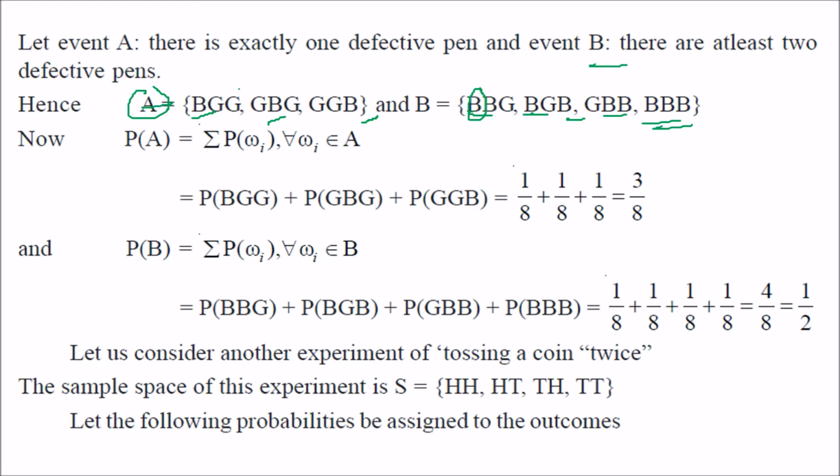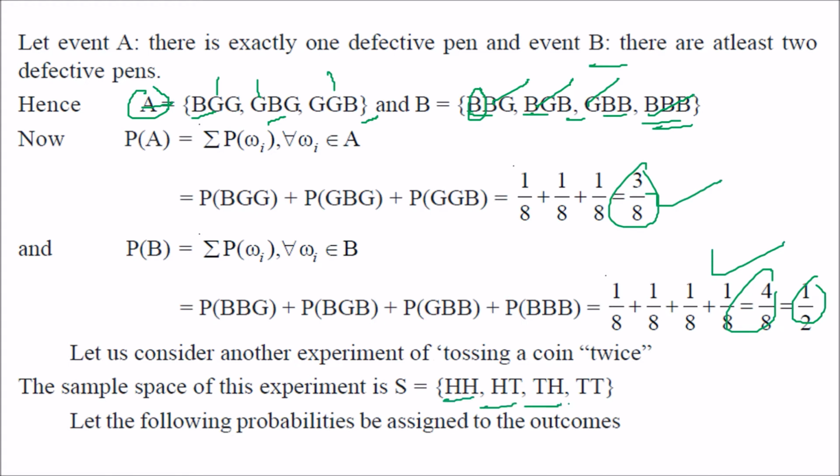What is the probability of A? This is 1 by 8, 1 by 8, 1 by 8, so it is 3 by 8. What about this? 1 by 8, 1 by 8, 1 by 8, 1 by 8, that is 4 by 8, that is half. So there is no problem. These are absolutely fine.